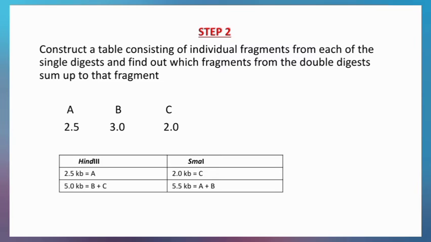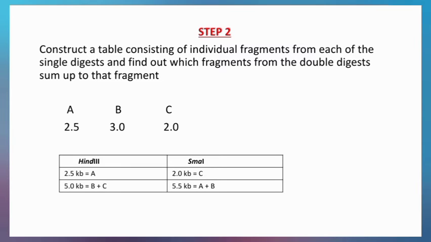I hope we have realized that each digestion will always sum up to the same length, that is 7.5. Both the Hind 3 digestion and the Sma 1 digestion give us 7.5, and when we consider the double digestion too, we get the same 7.5 as the length. So we are going to assign the letters to the various fragments.